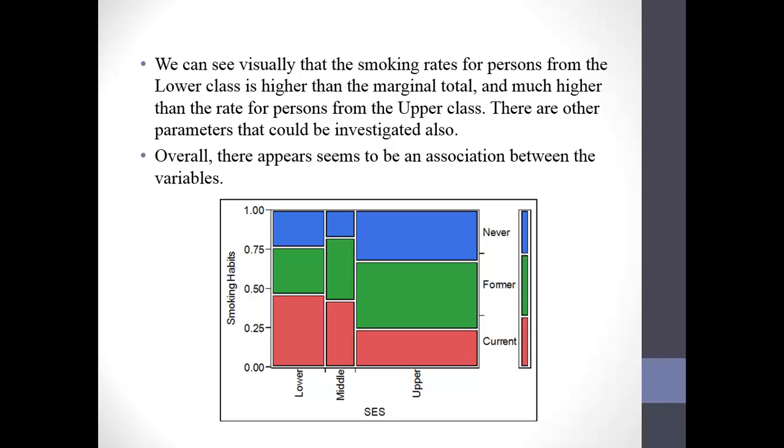We have our current, former, and people who have never smoked, as well as our lower, middle, and upper. And a note here that there does appear to be an association. If there were no association, I think the rows would all have the same spacing there. It wouldn't be chopped up like that. I haven't really used a table like this before, but JMP will give you this.